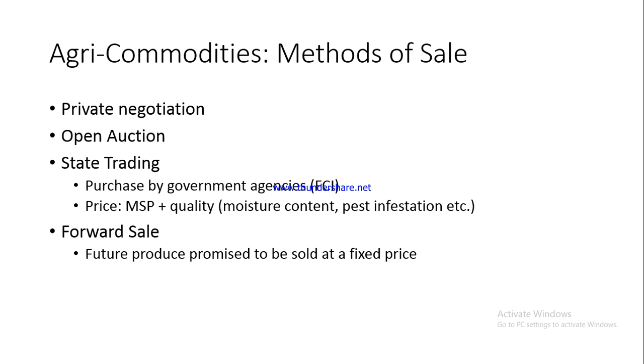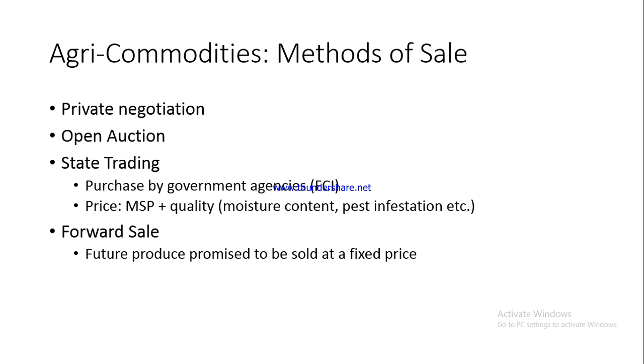Why do the farmers and the traders, or it could be companies which require agri-commodities as raw material, why do they get involved in forward sale? See, it reduces the risk for both the entities. The risk for the farmers is reduced because now they know that if I produce according to a particular quality and quantity, this would be purchased by somebody who has promised me that he will purchase it from me.